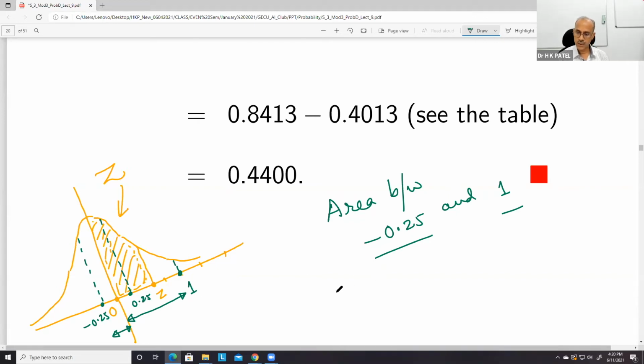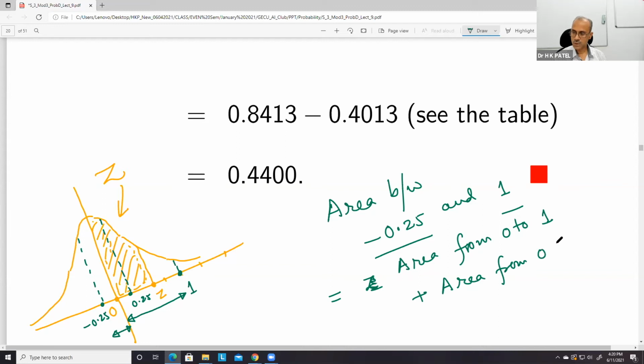So what we do then, the area between these is equal to area from 0 to 1 plus area from 0 to 0.25. Okay, now these two values you can find from the table.